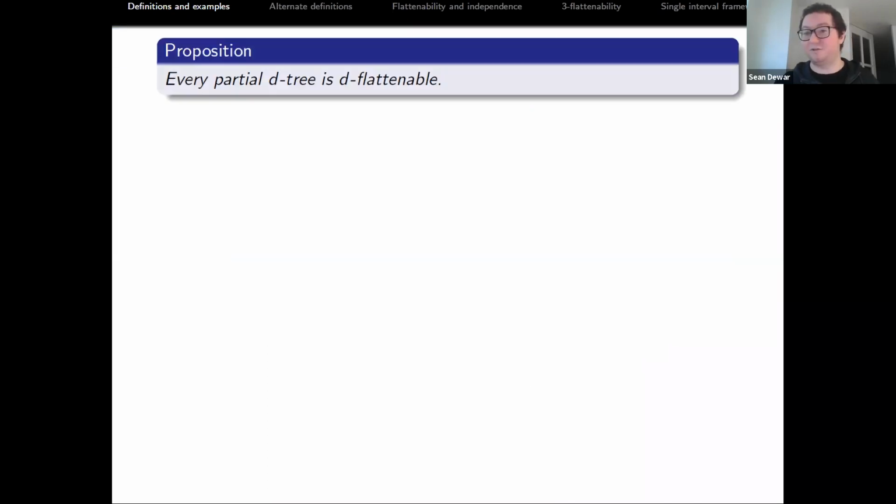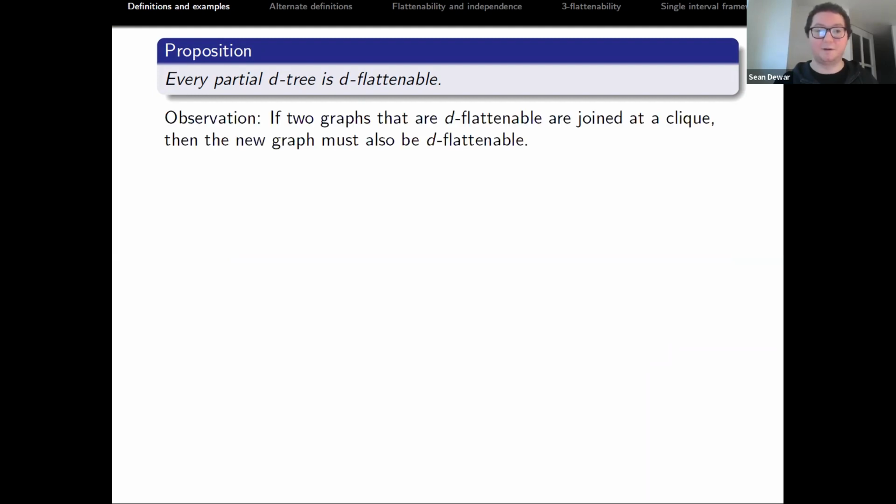All right. Every partial D tree is deflattable. Okay. I've got a proof here, but yeah, we'll go through it. So observation: if we have two graphs that are deflattable and we join them at a clique, so we do some sort of clique sum, then the new graph must be deflattable.